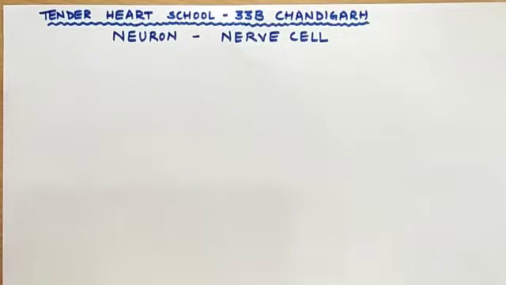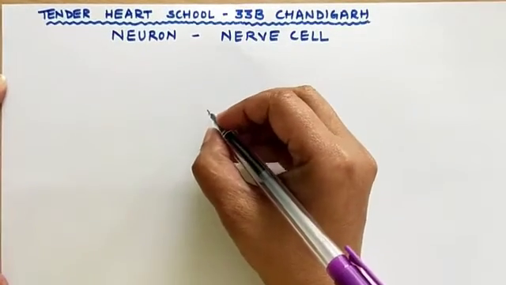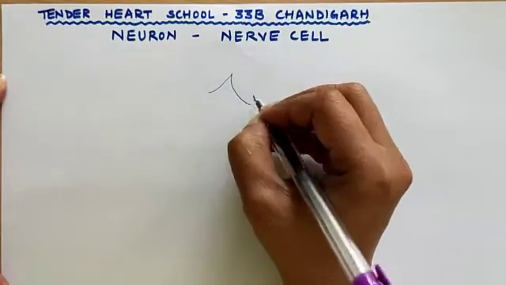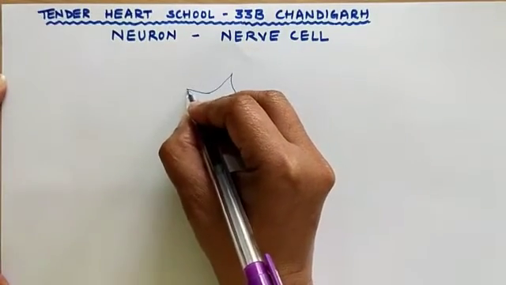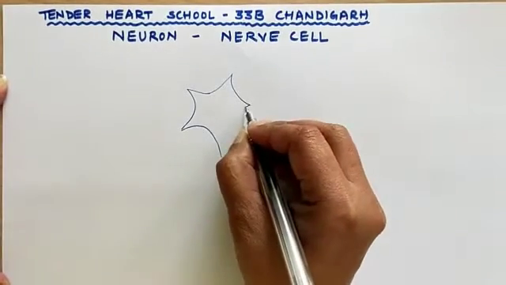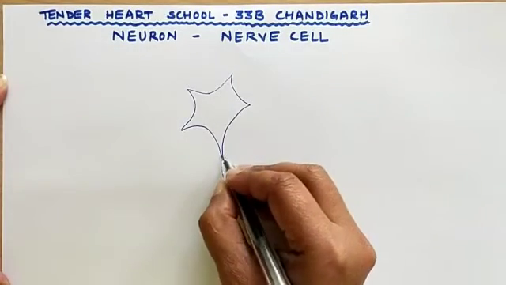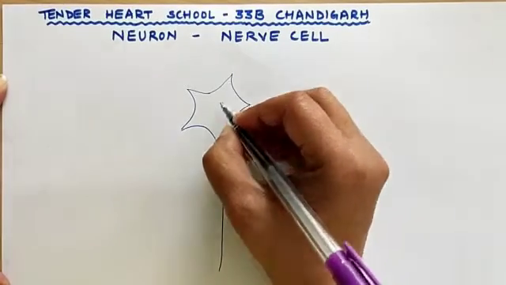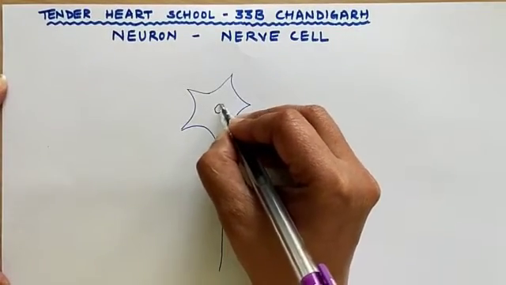Good morning, students. Today we will learn to draw the nerve cell. So let us just start with it. First we will draw the cyton, or the cell body of the nerve cell.